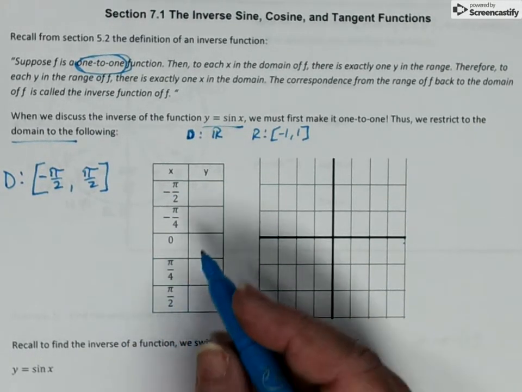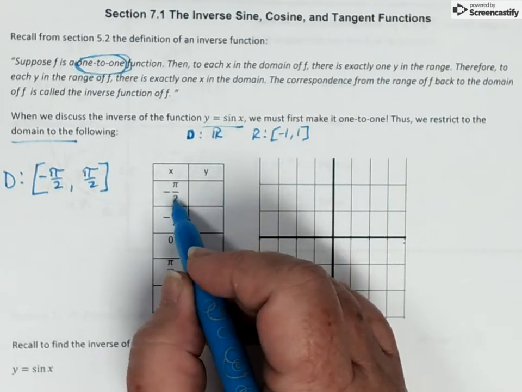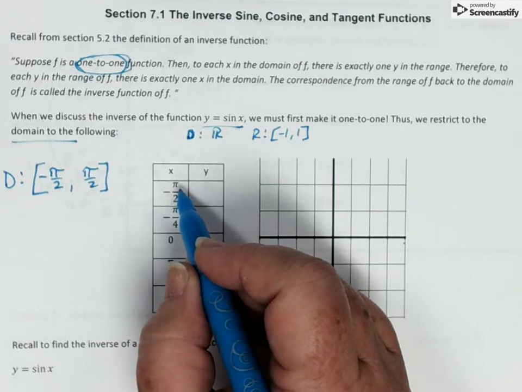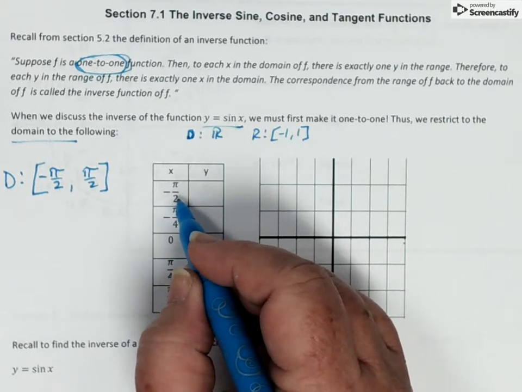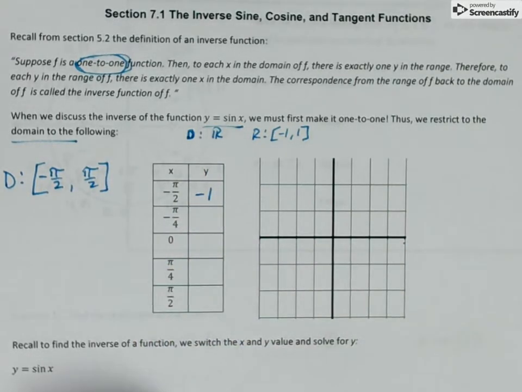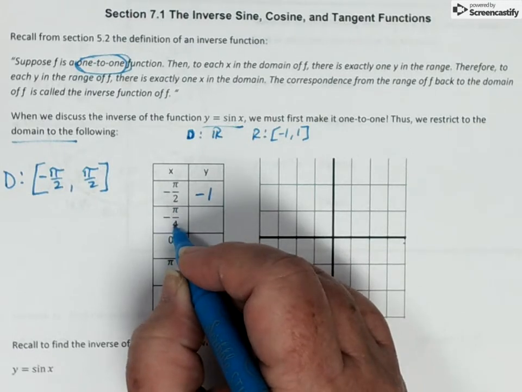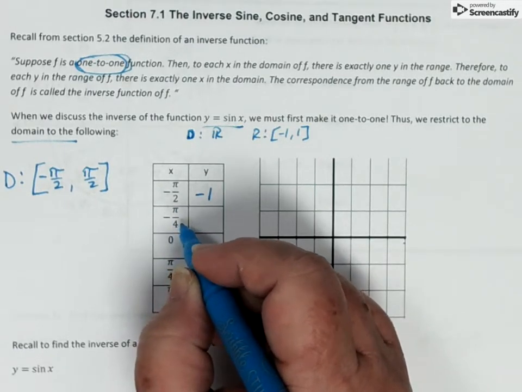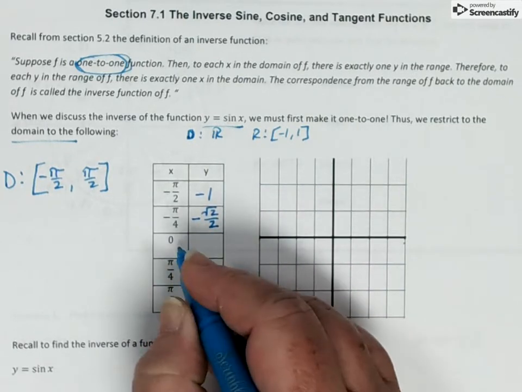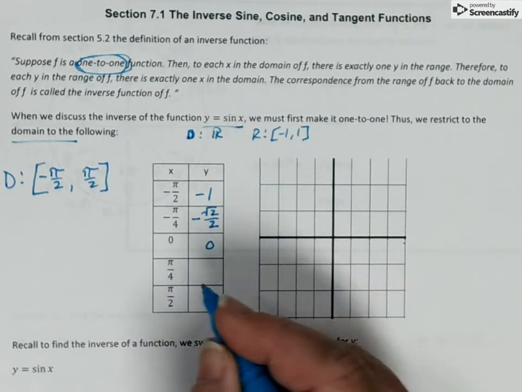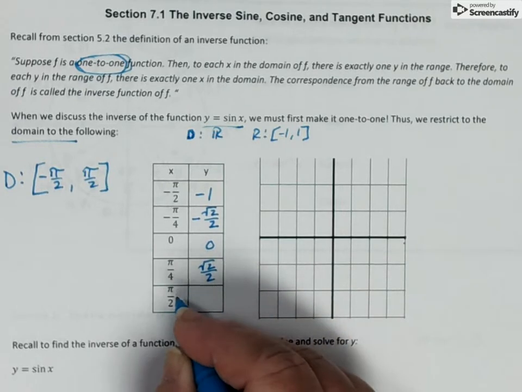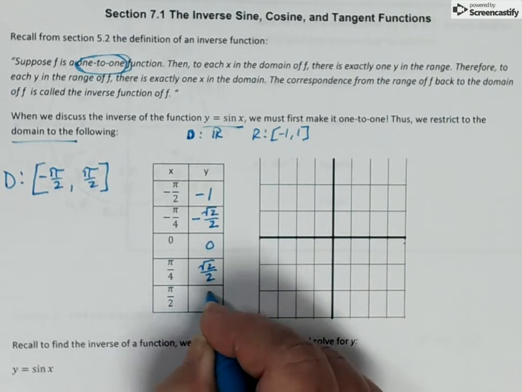And I want you to remember back, think about where -π/2 is on the unit circle. -π/2 means to move in a clockwise rotation of 90 degrees, or the bottom of the circle. And the sine value there is -1. The sine value at -π/4, which is in quadrant 4, is going to be -√2/2. The sine value of 0 is 0. The sine value of +π/4 is +√2/2. And the sine value of π/2 is 1.